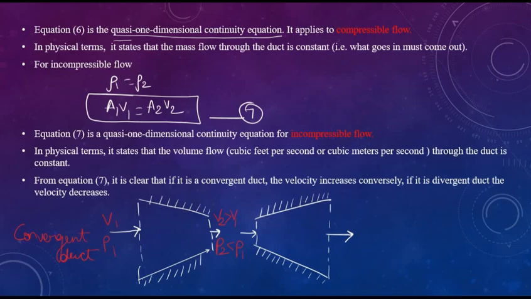Similarly, if I have an area which is increasing along the flow, for example, let us consider this section where V1 and P1 are entering. So this is known as the divergent duct. So what happens in the divergent duct? There is a decrease in velocity, that is V2 is less than V1 and P2 is greater than P1.